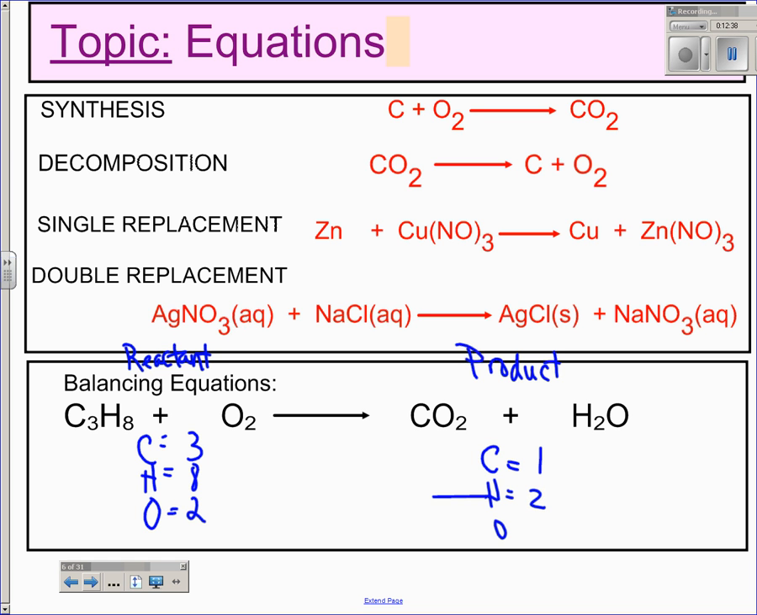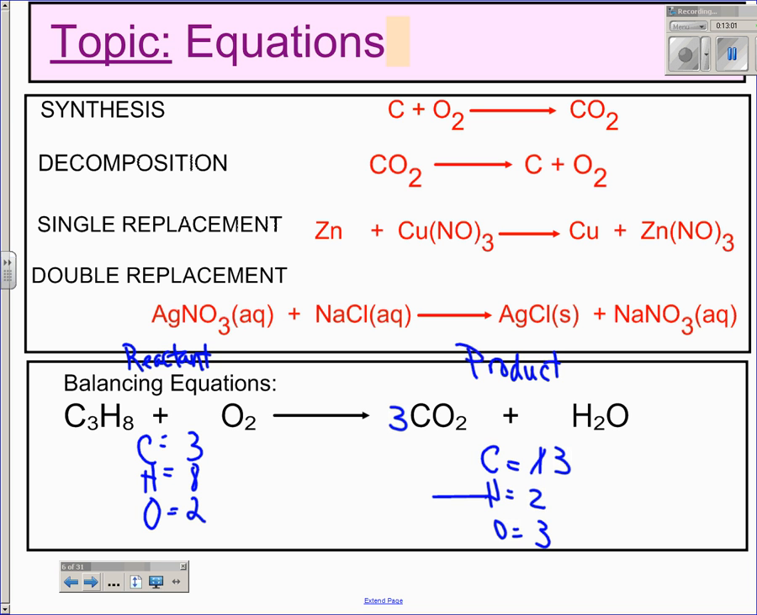And this is complicated because now you have 2 oxygens and 1 oxygen gives you 3 oxygens altogether. So let's start with the carbons. We have 3 carbons on this side. We only have 1 carbon on this side. So let's put a 3 in front of carbon dioxide to give us 3 carbons. That will balance out the number of carbons.